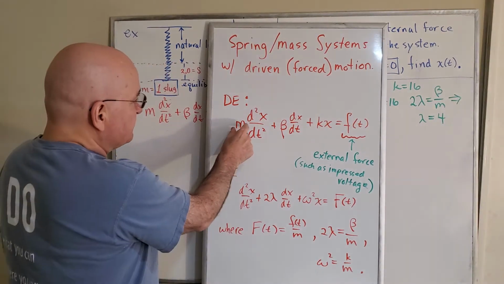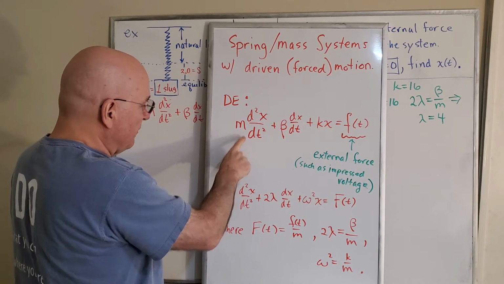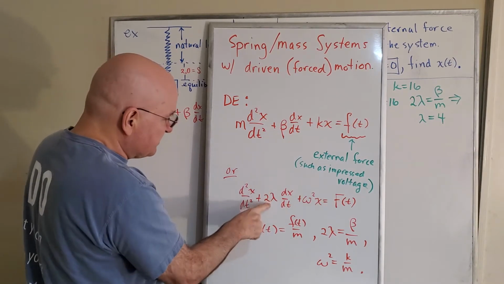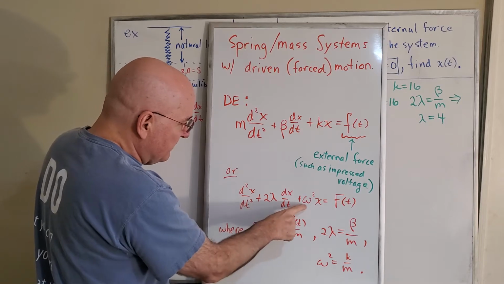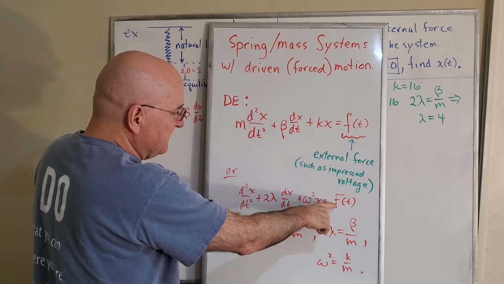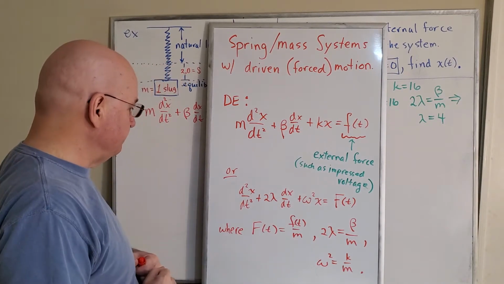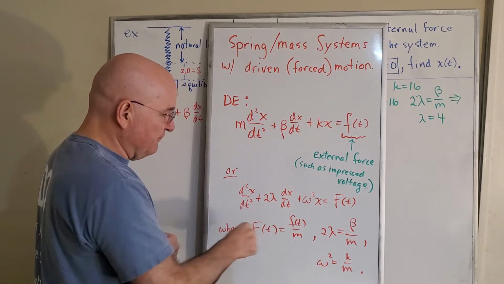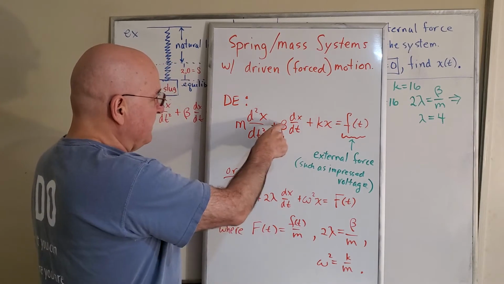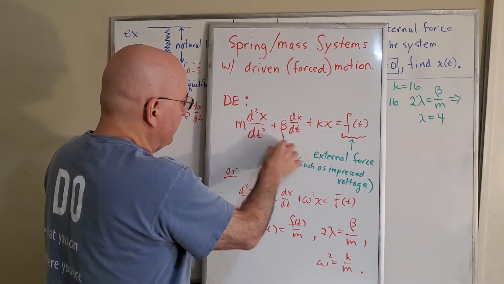Another way of writing it is just by dividing m through, because we like to have that coefficient be a 1, where we get it into this form. And remember, when we get it into this form, we call this coefficient 2 lambda, and we call this coefficient omega squared. And I can't use the same f of t, so I just made it capital F of t, where F of t is little f of t over m, and 2 lambda is equal to beta over the mass, and omega squared is k over the mass.